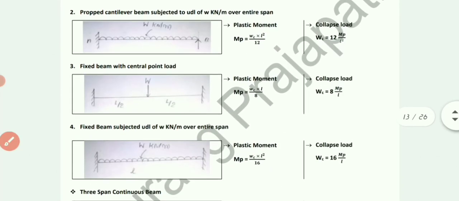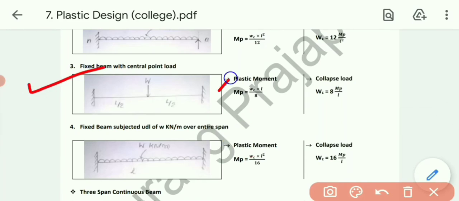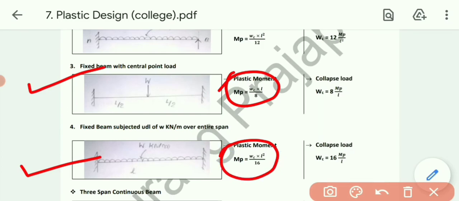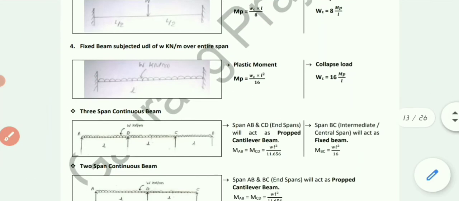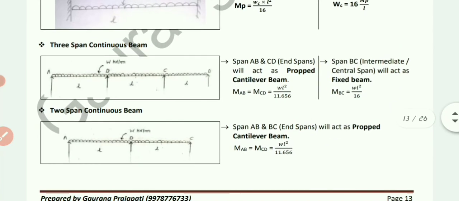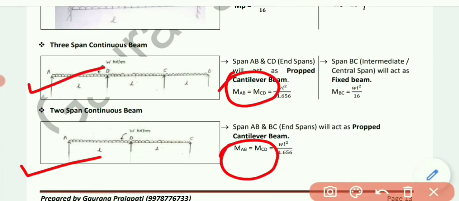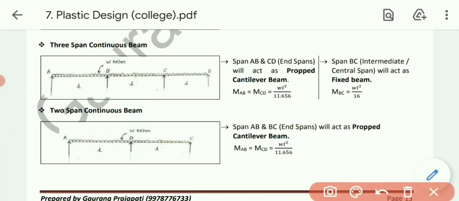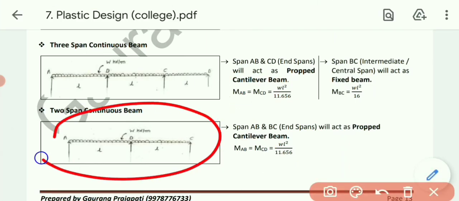Then third case, fixed beam with the central point load, formula is WL by 8, and fixed beam with UDL over entire span, formula is WL square by 16. Okay, these are the main four formulas which will be used during the design. Now while designing the beam, we will have to solve this kind of sums also. Like I have given the demo of the two span continuous beam, we have solved this. So we know that in this kind of sum, B is an intermediate support, so B will act as a fixed support.